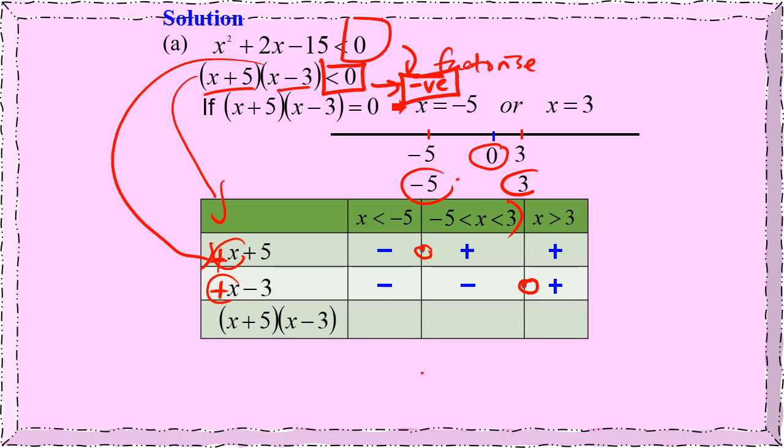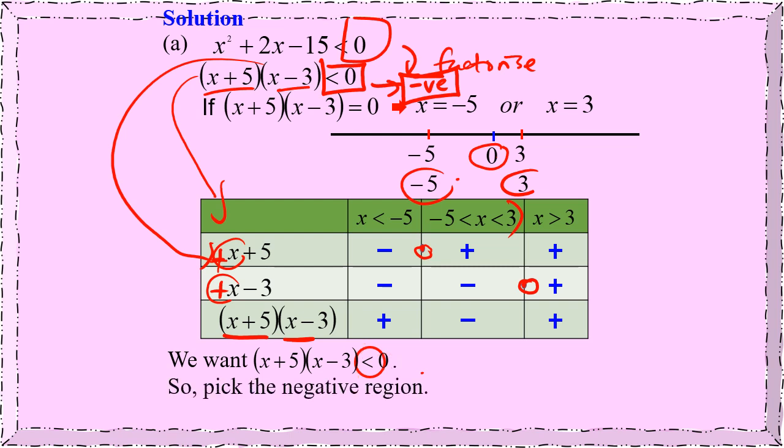So the answer is the same as the one that I did earlier. We just have to multiply because it's a multiplication between two factors. So we have positive, negative, positive, and the question asks you to find less than 0. So less than 0 means we just have to take the negative answer. So pick the negative region, which is x in between -5 and 3. Got it? Okay, so let's do question B.